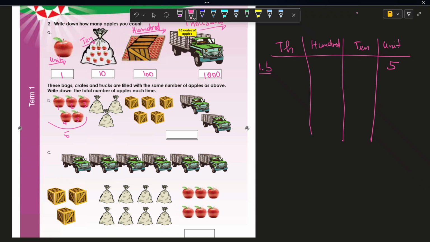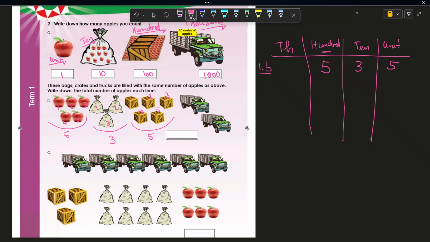Now, how many bags have we got? We've got 3 bags. Or we can say we got 3 10s because we got 1, 2, and 3, and each bag is a 10. So here we got 3 10s. So I'll just write 3 there. Okay, how many crates have we got? Remember, each crate represents 100. How many crates have we got? Well, we've got 1, 2, 3, 4, 5. We've got 5 crates. And because every crate is 100, then we're going to write 5 here below 100.